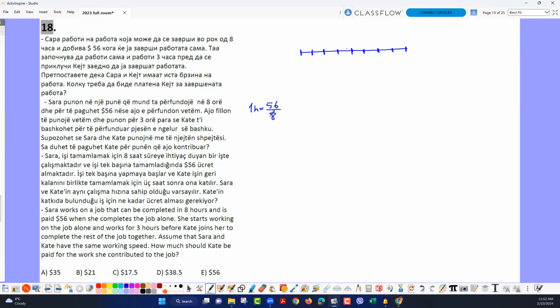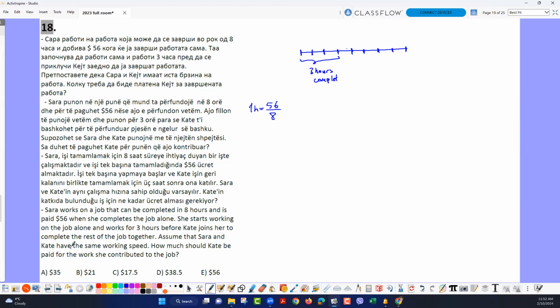Then she wants to work, she starts working on the job alone, works for 3 hours. So she completed 3 hours, which means that 5 hours are left. And she starts working alone 3 hours before Kate joins her. So after 3 hours, Kate joins and they work together.